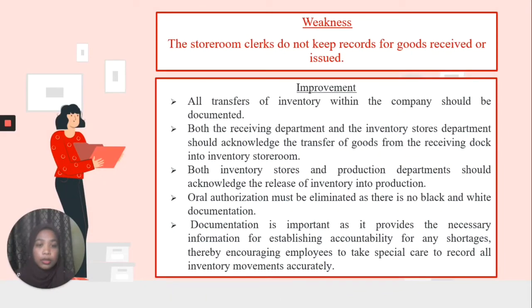The second weakness is also stated in the second bullet of the questions, where the storeroom clerks do not keep records for goods received or issued. The improvement that can be made: all transfers of inventory within the company should be documented. Both the receiving department and the inventory stores department should acknowledge the transfer of goods from the receiving dock into inventory storeroom. Both inventory stores and production departments should acknowledge the release of inventory into production. Oral authorization must be eliminated as there is no black and white documentation.